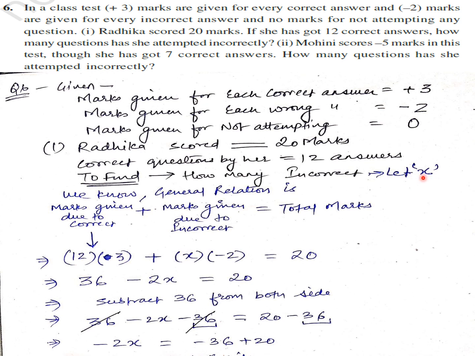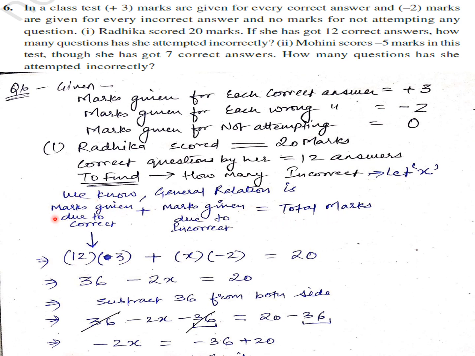Now think about the general equation. We can form a general equation about correct and incorrect, and we can say that marks given due to correct plus marks given due to incorrect is equal to total marks. Do you agree with this equation? Yes. We all know in any exam, marks are given for correct plus marks are given for incorrect, and the sum of these two makes total marks.